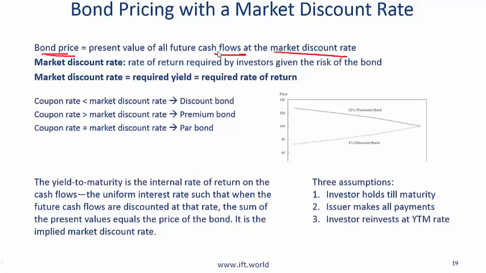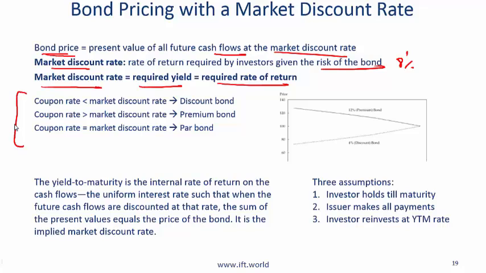So let's say that when the bond is issued, the market discount rate is 8%. So I'm just picking a number. Market discount rate, this is the rate of return required by investors given the risk of the bond. The market discount rate is also called the required yield. It's also called the required rate of return. This concept here again is a repeat. You've seen this in FRA, and I'm almost certain that in some form this will show up on your exam.